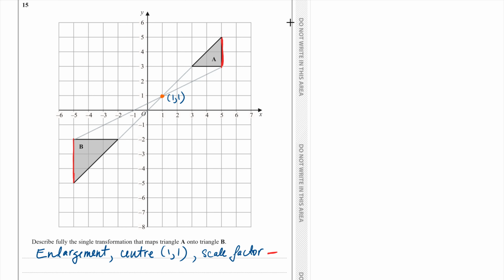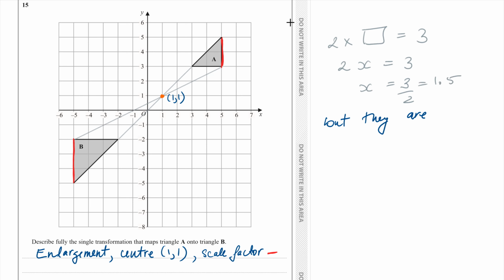Picking two corresponding sides, the length of side A is 2, and we need to times this by a scale factor to make it equal to 3. Let's call the scale factor x. 2x is equal to 3, x is 3 over 2. This is equal to 1.5, but they are facing the opposite way, so it's going to be a negative scale factor.